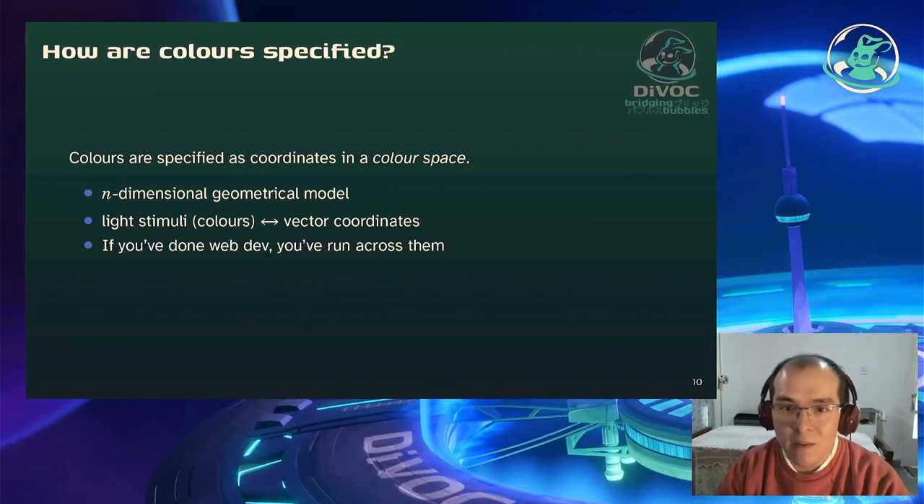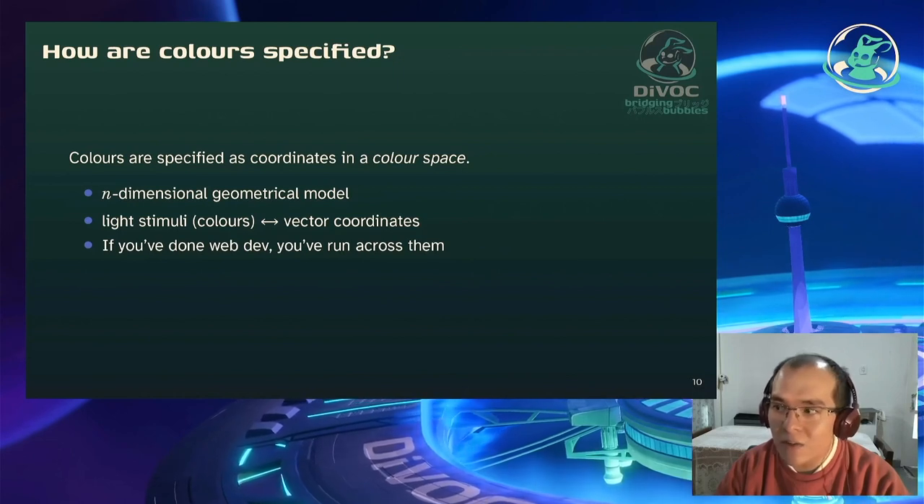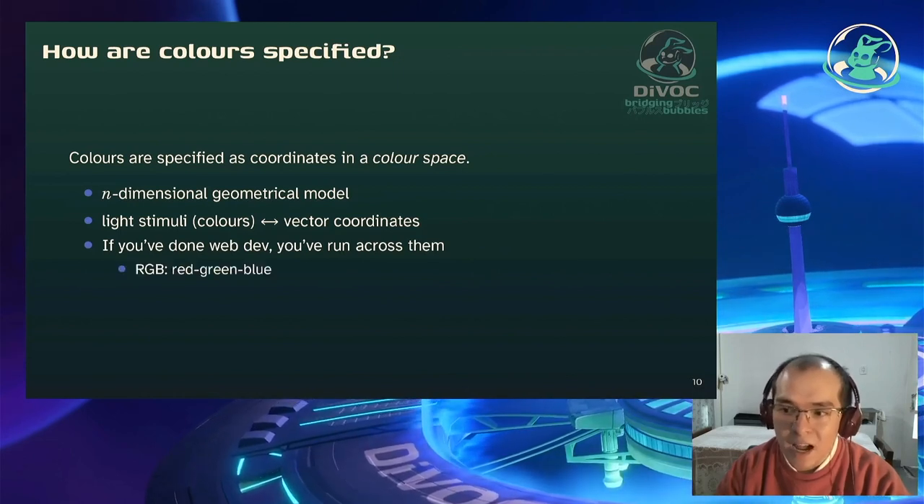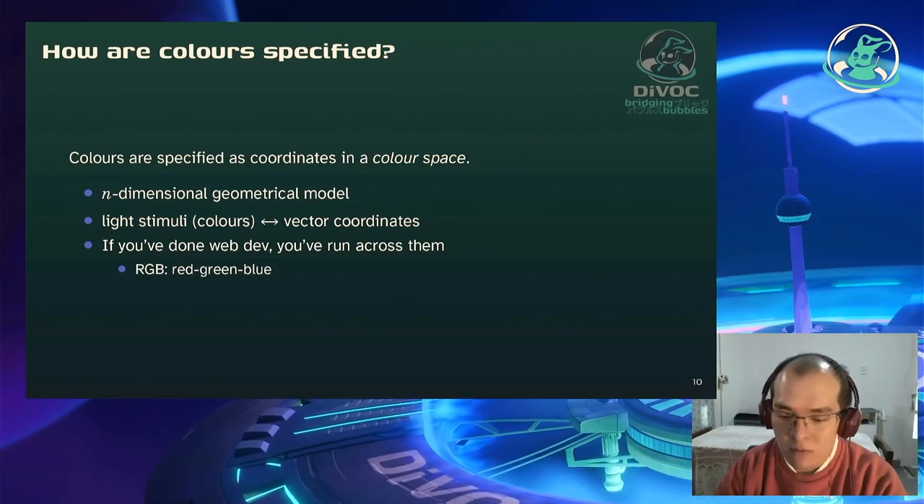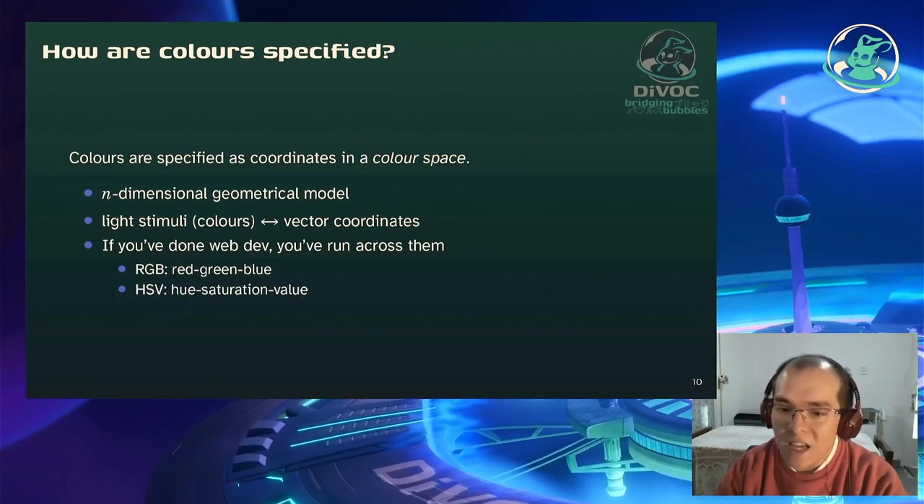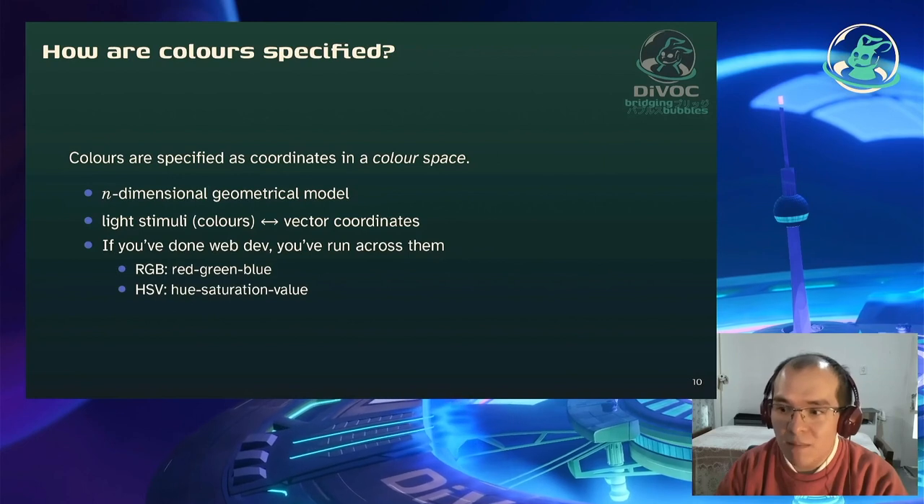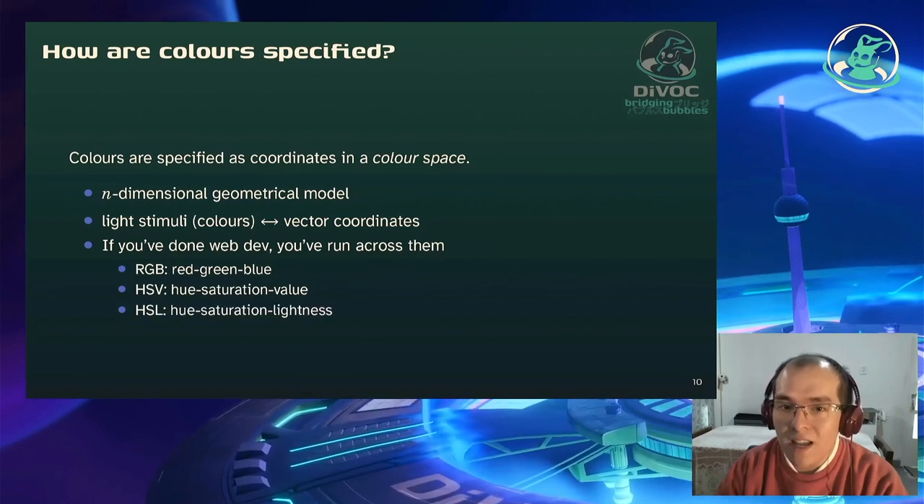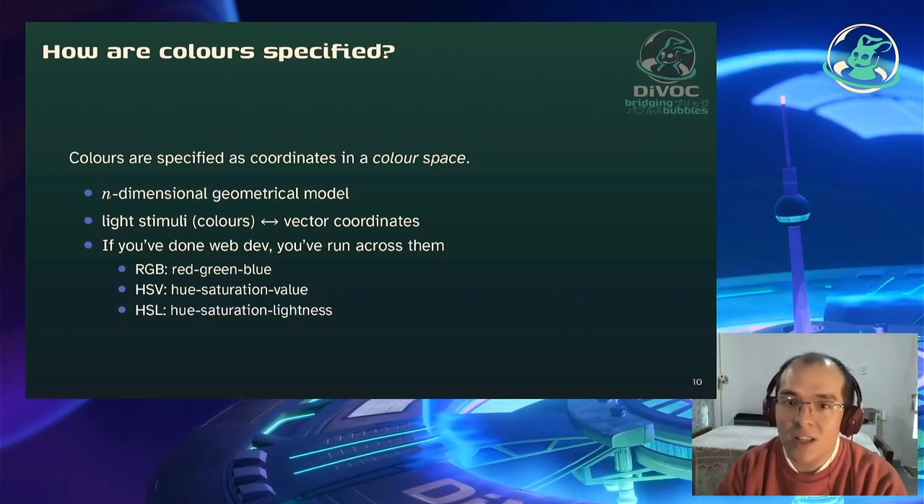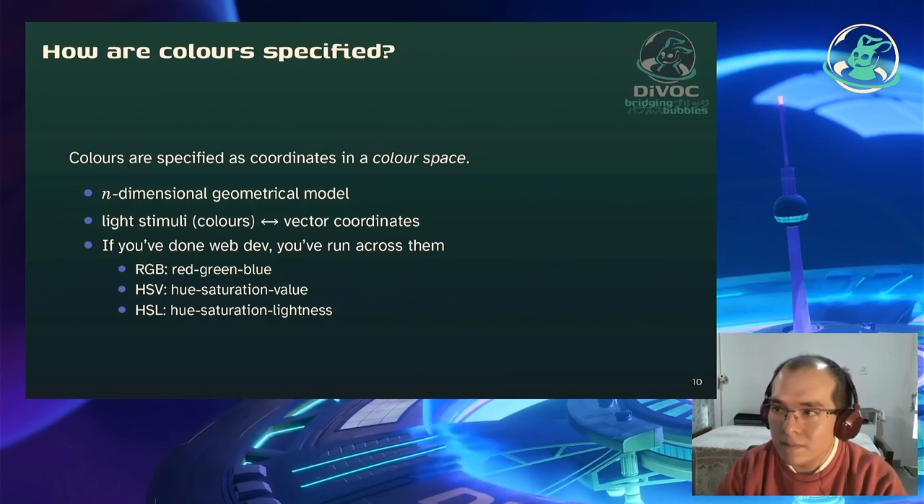If you have done web development, you have already run across at least three color spaces. These are RGB, red, green, and blue, HSB, which is hue, saturation, and brightness, and finally HSL, which is hue, saturation, and lightness.